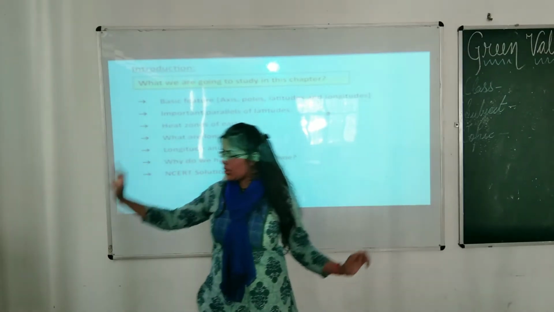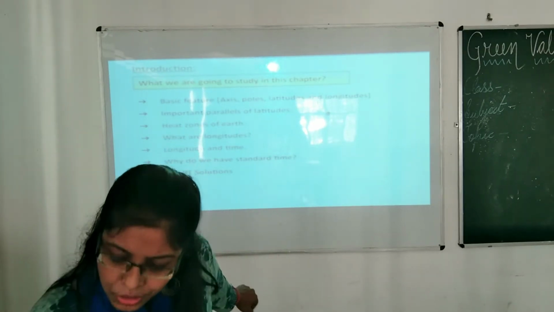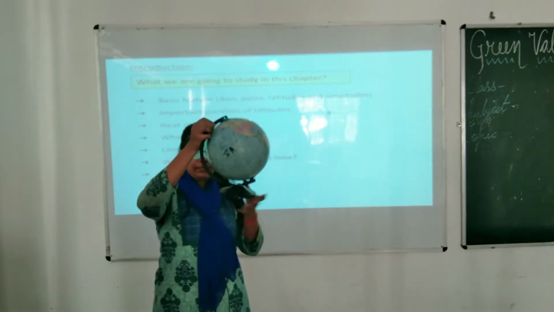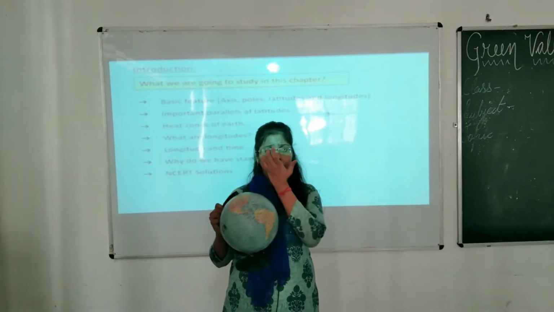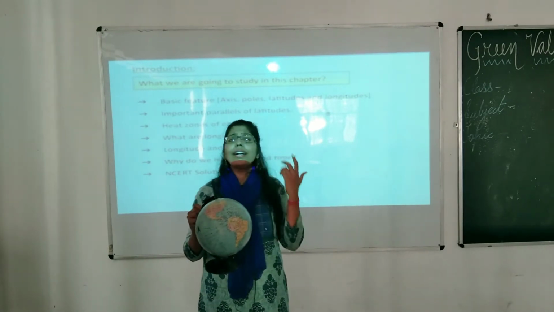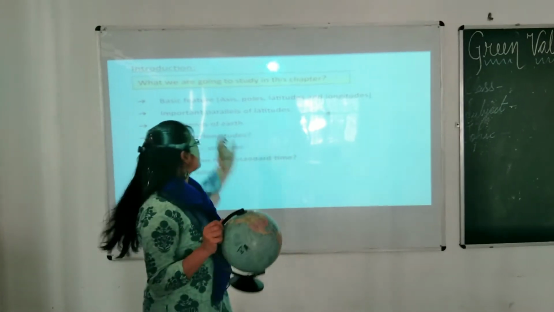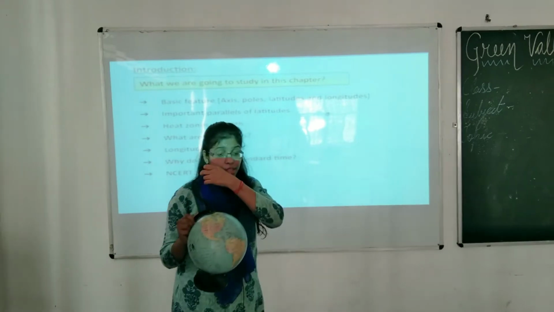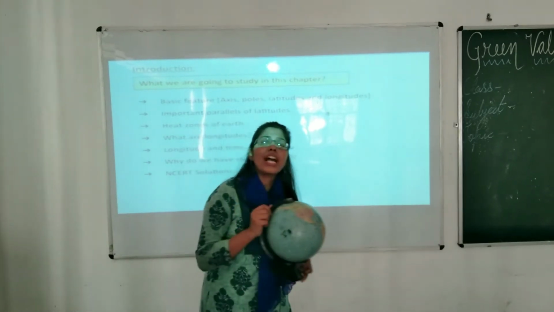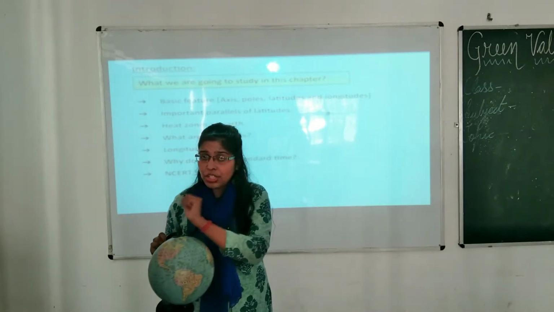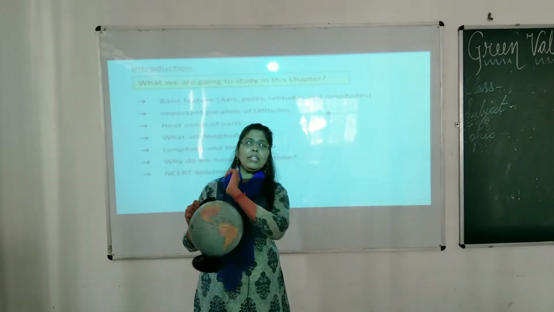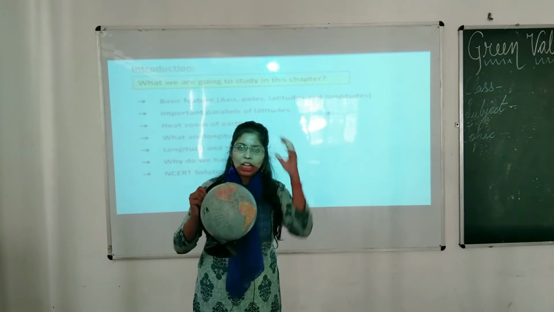What are the basic features of globe? So for this, let me take globe in my hand. Okay, basic features. Axis. What is this axis? Okay, what is the axis? First of all, you will see the term axis. I will clear axis for you. What is axis? Axis is actually an imaginary line. Yes, remember the word imaginary line through which earth spins. Okay, so axis is actually an imaginary line.